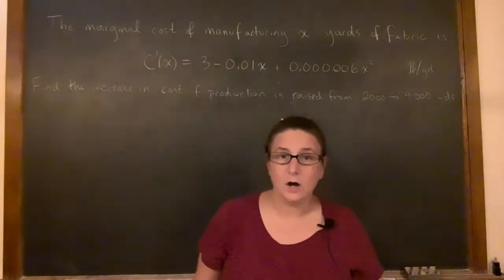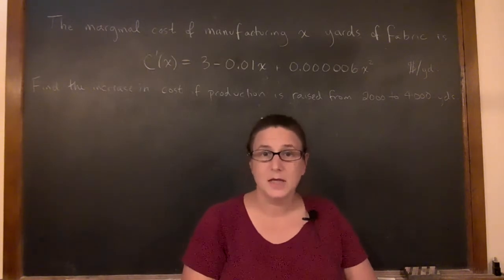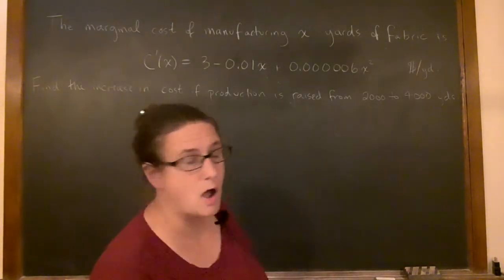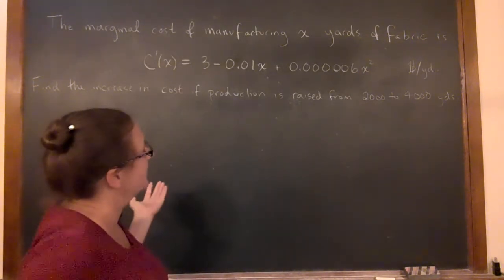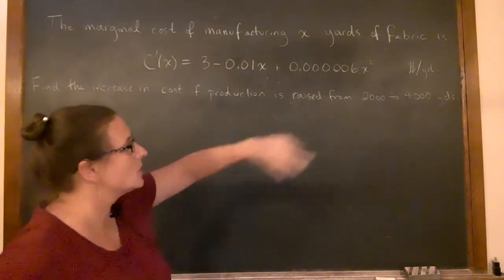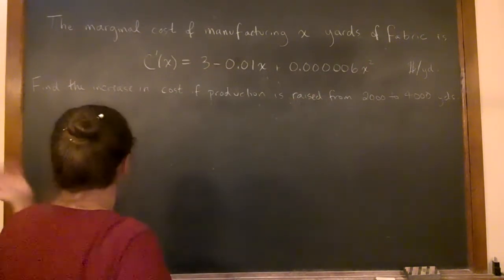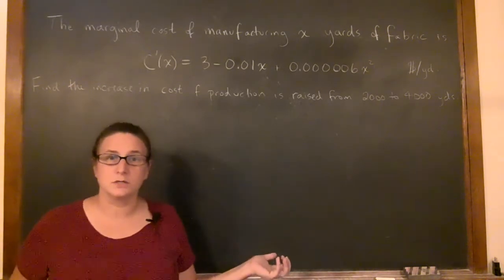So next time I'm going to talk about some word problems dealing with integrals. And an example of a problem like this would be this one on the board. The marginal cost of manufacturing x yards of fabric is given by this function in dollars per yard. Find the increase in cost if production is raised from 2,000 to 4,000 yards.